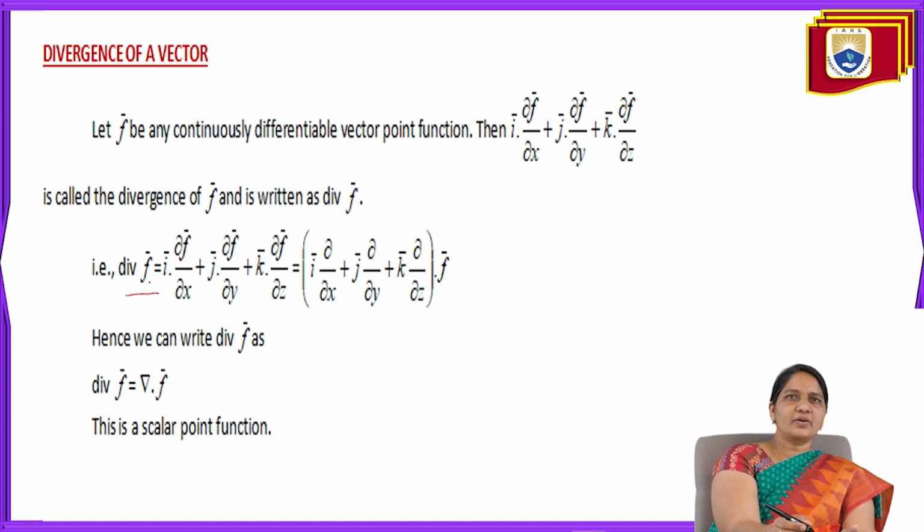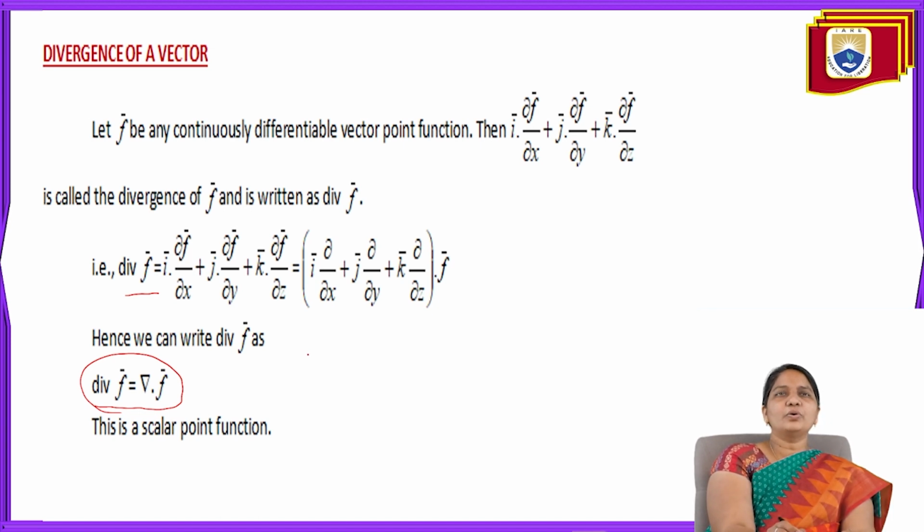Divergence F equals i dou F by dou x plus j dou F by dou y plus k dou F by dou z. We can denote this as divergence F or div F equal to del dot F. When you are doing the dot product, you will get a scalar point function, because i dot i will be 1, j dot j will be 1 and k dot k will be 1, so we get a scalar point function after doing the divergence of a vector.